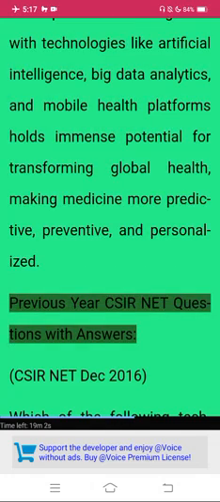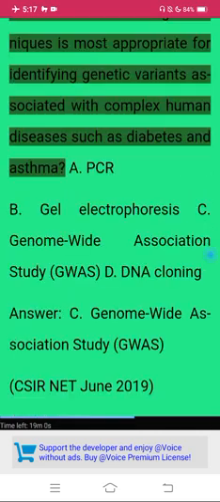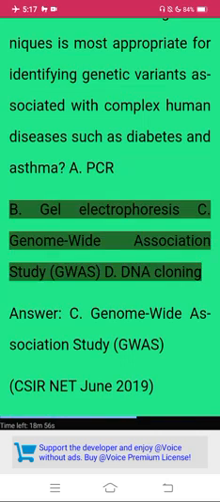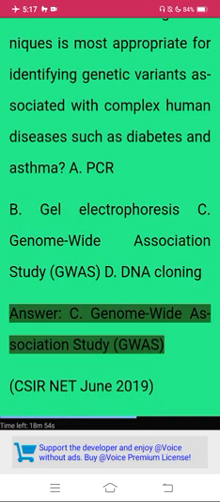Previous year CSIR-NET questions with answers. CSIR-NET December 2016. Which of the following techniques is most appropriate for identifying genetic variants associated with complex human diseases such as diabetes and asthma? A. PCR. B. Gel electrophoresis. C. Genome-wide association study, GWAS. D. DNA cloning. Answer: C, genome-wide association study, GWAS.